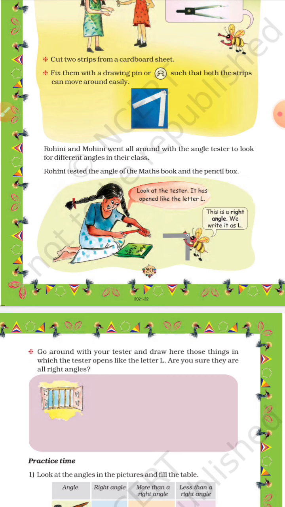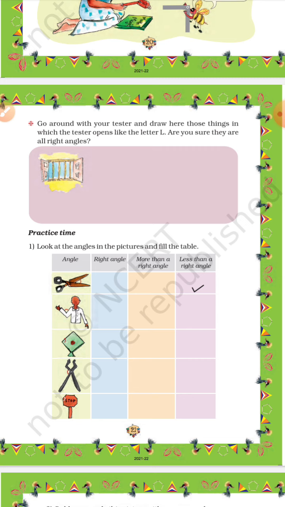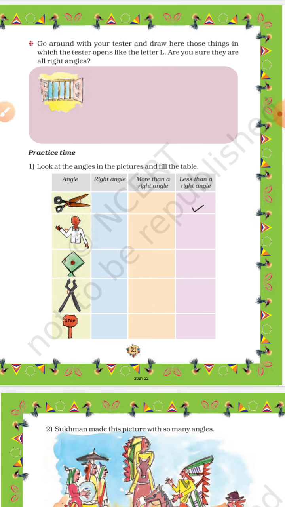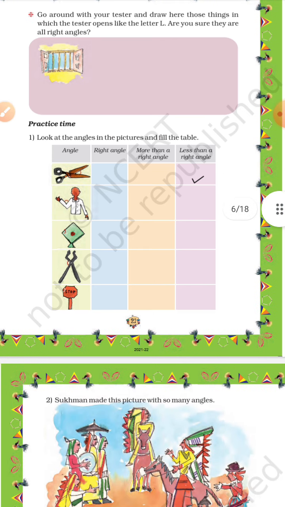Now the second activity is to go around with your tester and draw here those things in which the tester opens like the letter L. Are you sure they are all right angles? Now look at the angles in the different figures available in this table and fill in the table. Here, the angle is less than a right angle. If we have a shape like that, then the angle is 90.